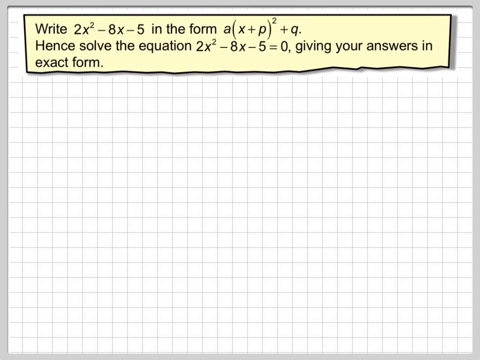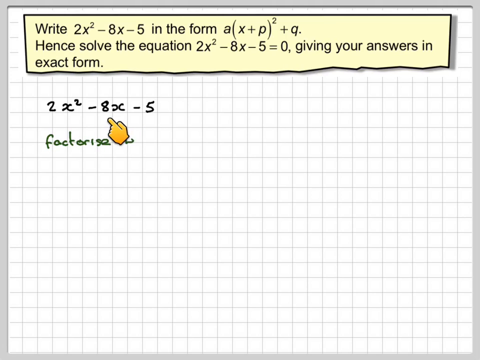In this video, we're going to complete the square and then use that to solve a quadratic equation. So it says, write 2x² − 8x − 5 in the form a(x + p)² + q. Hence, solve the equation 2x² − 8x − 5 = 0, giving your answers in exact form. Okay, so completing the square, we've got 2x² − 8x − 5.